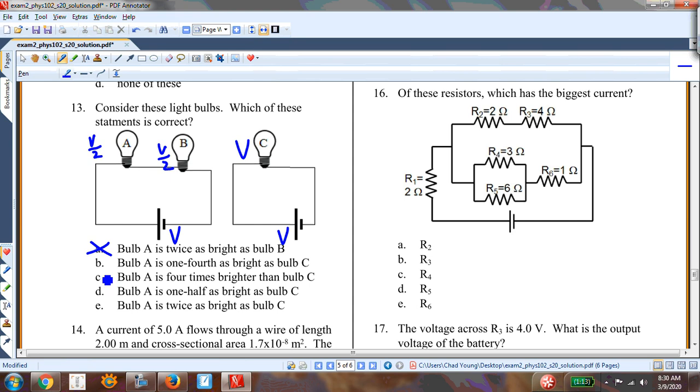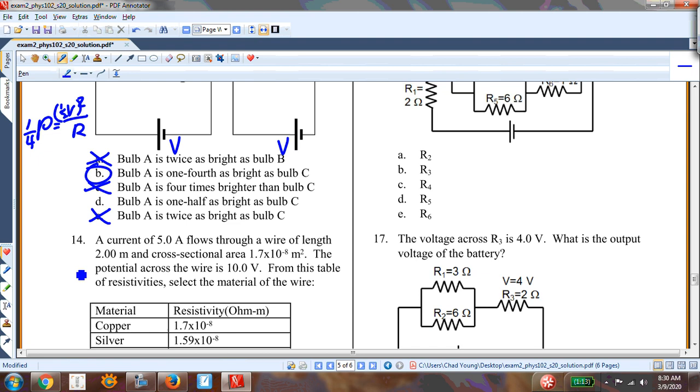Let's just go on. I'm going to get rid of C here because I know that bulb A is not as bright. And I'm going to get rid of that one. So it's either A or D. Is it 1/4 or is it 1/2? Remember, P is equal to V squared over R. And so if I have a factor of a half here, that means that my power is 1/4. If I have half the voltage, I have 1/4 the power. So bulb A is 1/4 as bright as bulb C.